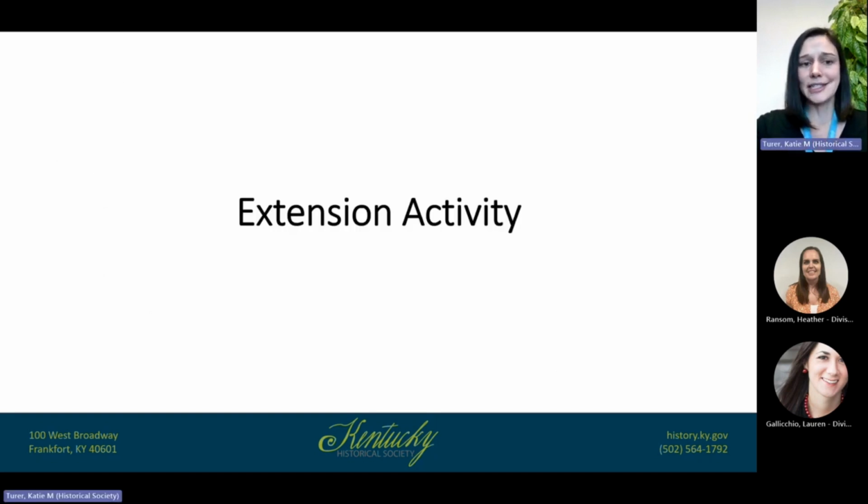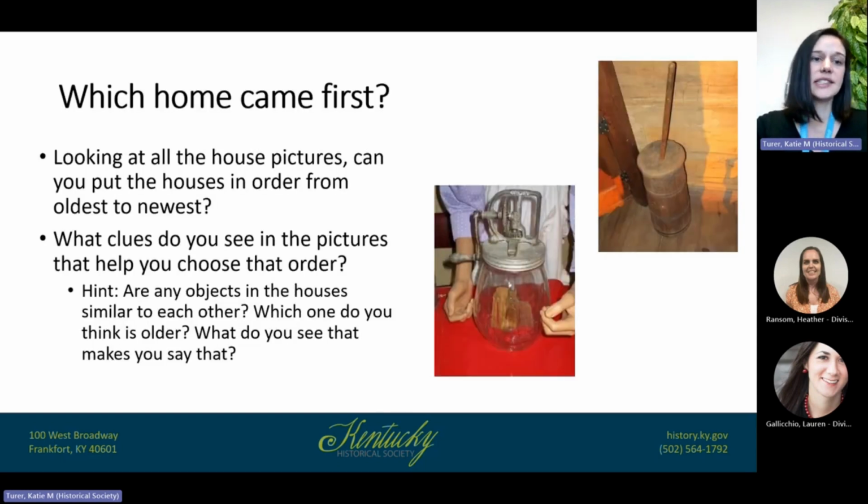And then I have one other extension activity to offer you all, and that is to use these house images to create a timeline of sorts. Like you saw on that early slide with the five houses on the same timeline, I am going to ask the students to look at all of the pictures and see if they can put the houses in order from oldest to newest.